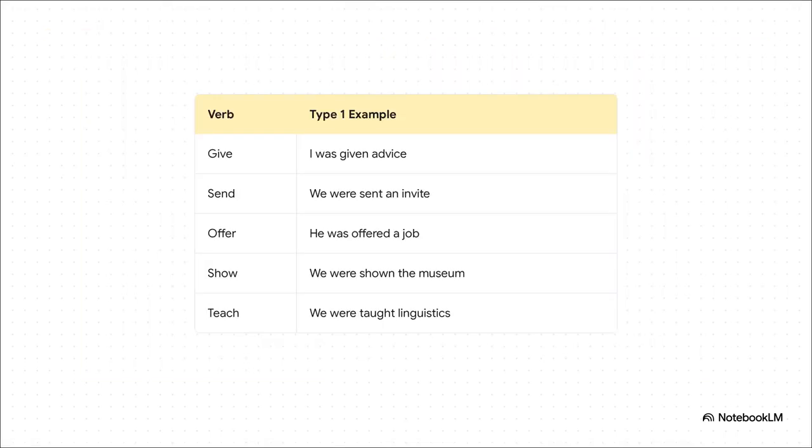To help you internalize this, you'll want to memorize these common ditransitive verbs, mapped directly to their natural Type 1 passive structures. Just listen to how seamlessly these flow. Give becomes, I was given advice. Send becomes, we were sent an invite. Offer becomes, he was offered a job. Notice how in every single one of these Type 1 examples, we are leading with the person. Memorizing these patterns is a real game changer for sounding more fluent.